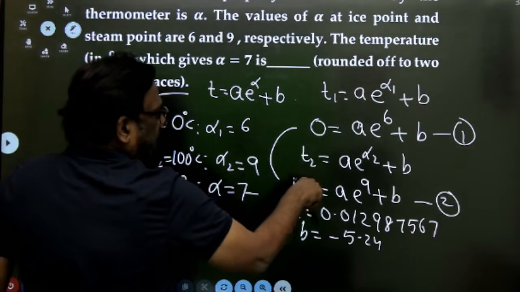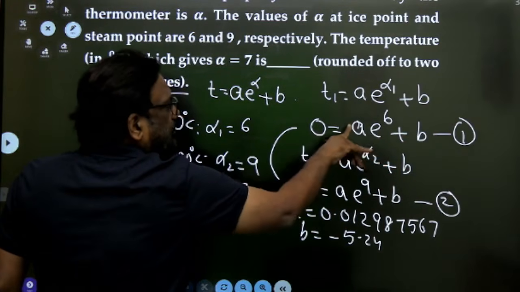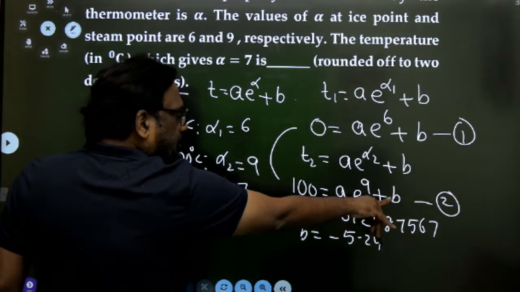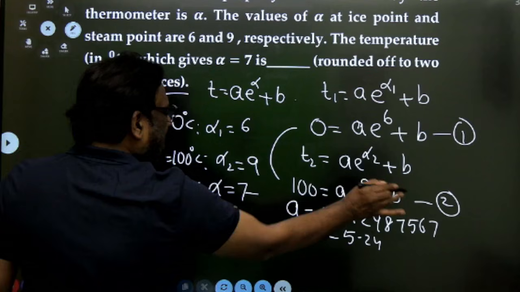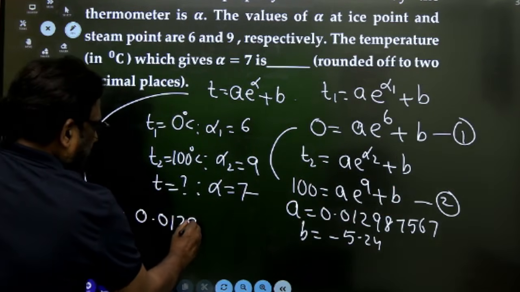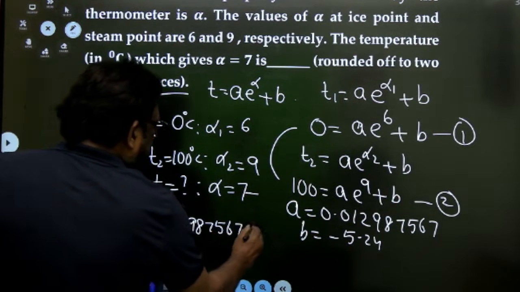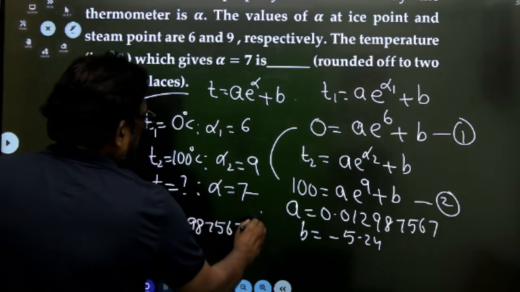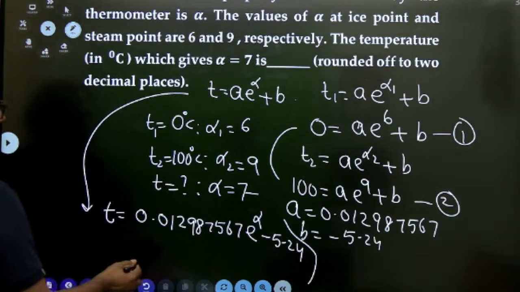अरे दीज टू इक्वेशंस आप आराम से सॉल्व कर सकते सर. b इज इक्वल टू माइनस A e^6. तो b इज इक्वल टू माइनस A, A को कॉमन लेना, e^9 माइनस e^6 आराम से कैलकुलेट करेंगे. तो 0.012987567 A e^α प्लस b इज 5.24. तो यहां से आई कैन इजिली कैलकुलेट.